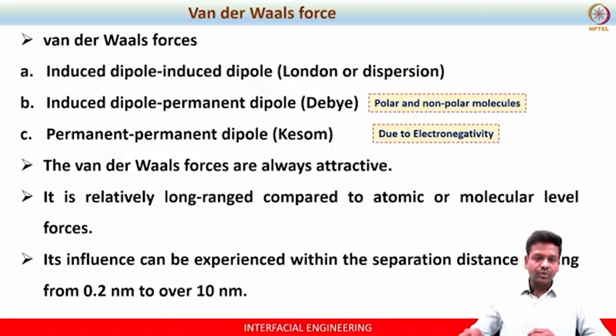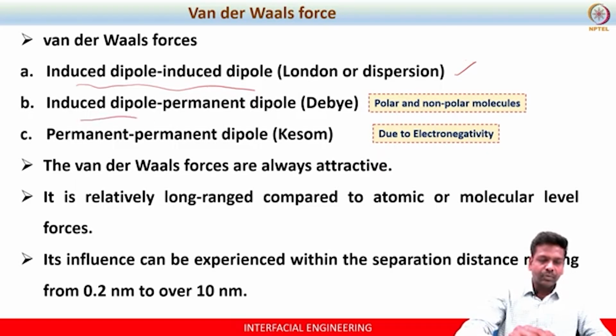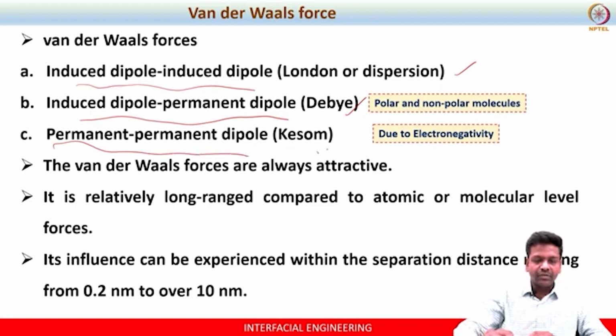So, as you know, van der Waals forces have three different forces, which are nothing but the induced dipole, which is London or dispersion force, induced dipole and permanent dipole, which is also called Debye, and permanent dipole and permanent dipole, which is Keesom, right?